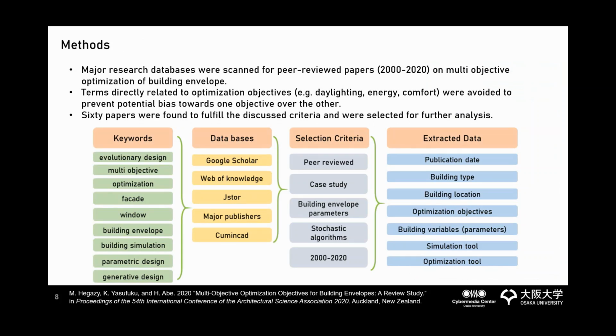The study was conducted based on a four-phase methodology. First, a set of keywords related to building envelope optimization were selected. Then, reliable research databases were surveyed for all the related published studies. Thirdly, only 60 studies that fulfilled the reliability criteria were included in the study. And finally, each paper was reviewed and a number of related key data, including objectives, parameters, tools, and case studies, were extracted for further analysis.